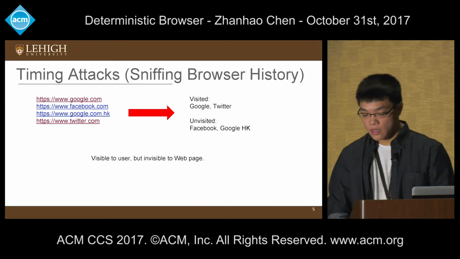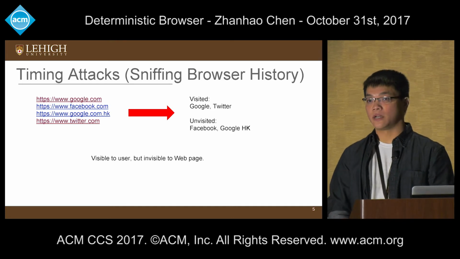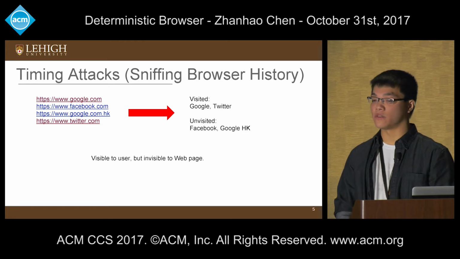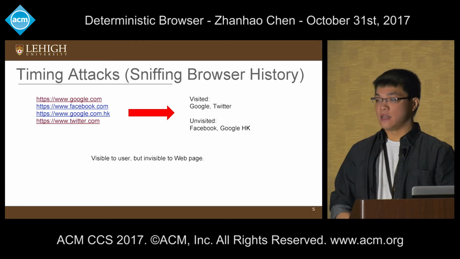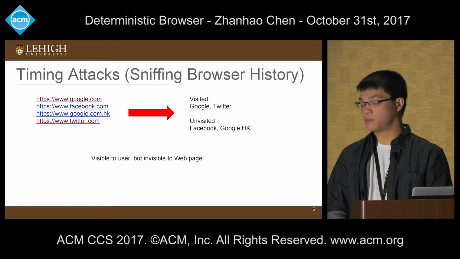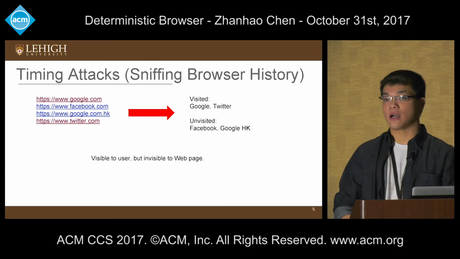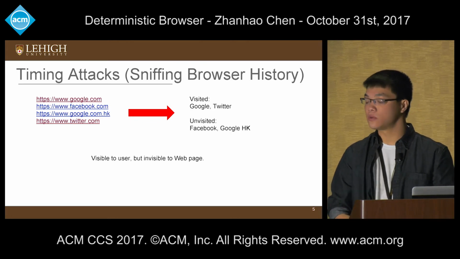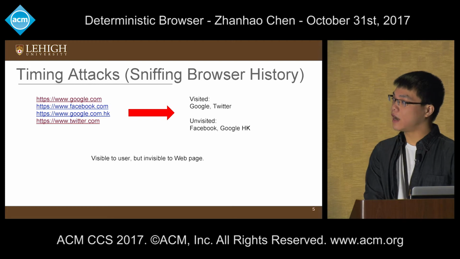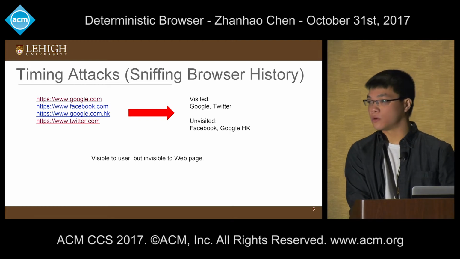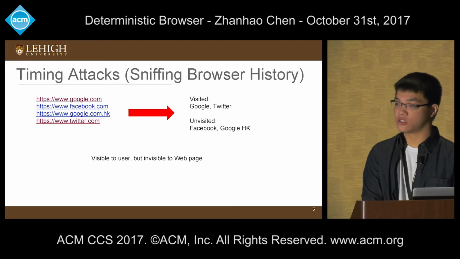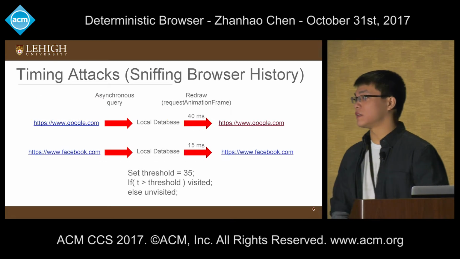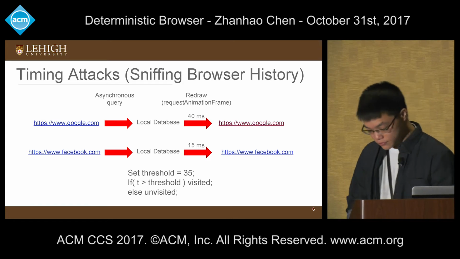so we regard that as an attack here. From the user's aspect, the user could directly know the browser history based on the color of a link. In most browsers, a visited link is shown as purple, while an unvisited link is blue. However, this color difference is invisible to the web page, so the web page cannot directly infer the status of the link. So here is where the timing attack comes in.